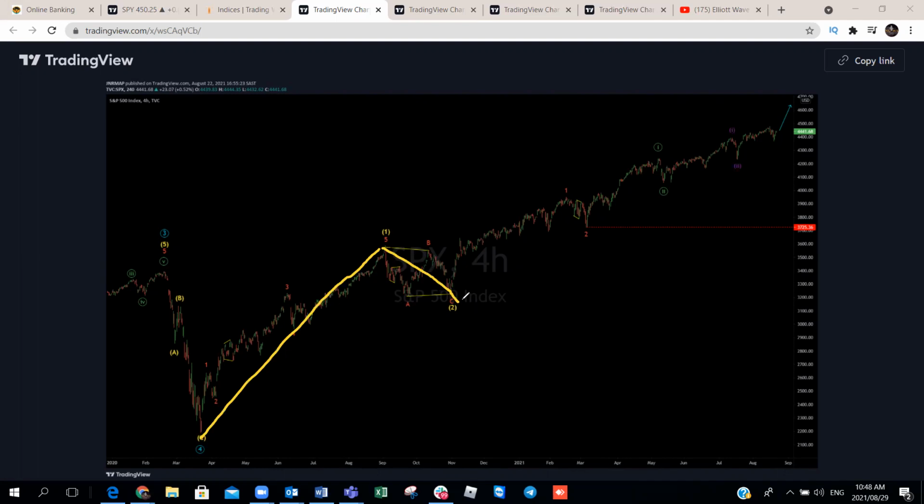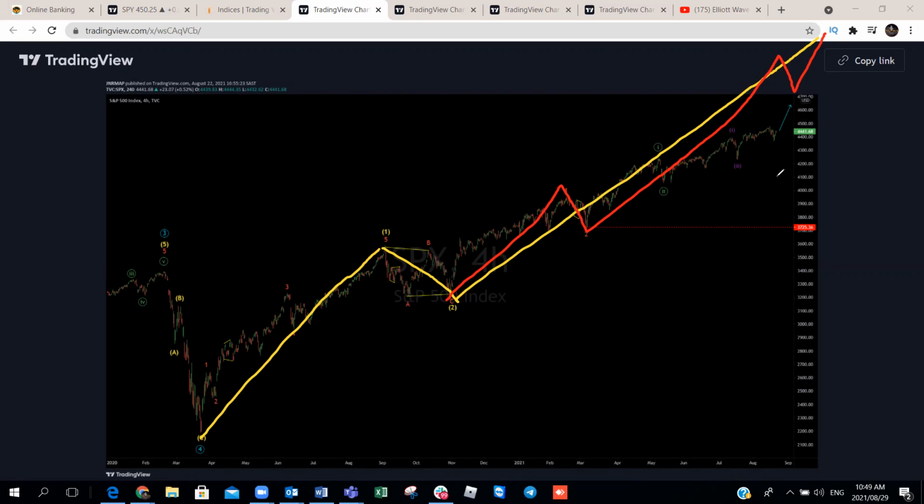We are currently in the wave 3, in the yellow wave 3, and that yellow wave 3 is still in play because we still only have 1, 2. We are not even in the red 3 yet. We're still going to expect the red 4 and then the 5 here. So that move to the upside still has quite some way to go.